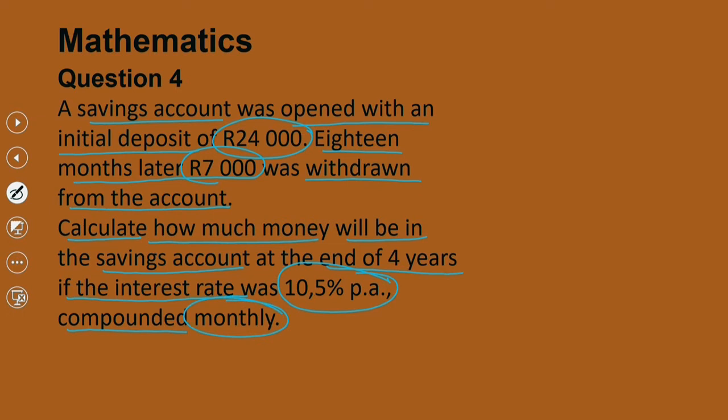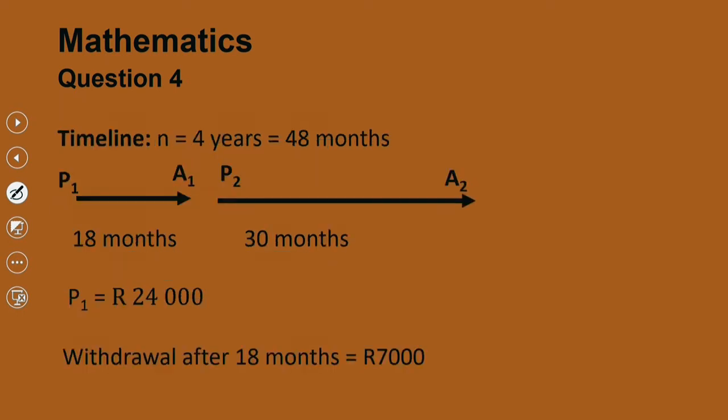We're going to look at this now. How do we work with it when it's not compounded annually but monthly? Now, guys, very important. You need to draw a timeline so that you have a proper understanding of what is happening in this question. We have been given n being equal to 4 years, right? But the question talks about compounded monthly. Therefore, we need to convert this to months.